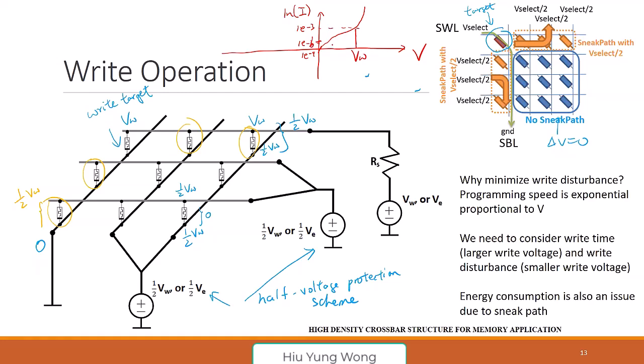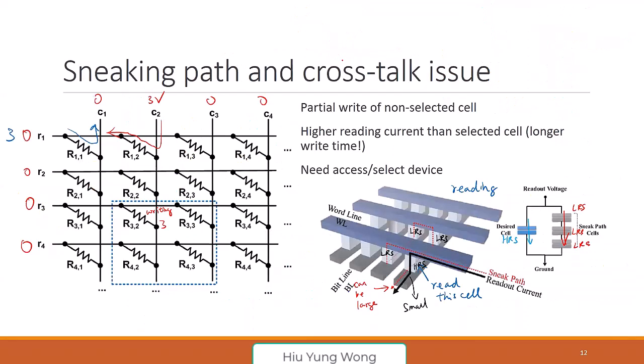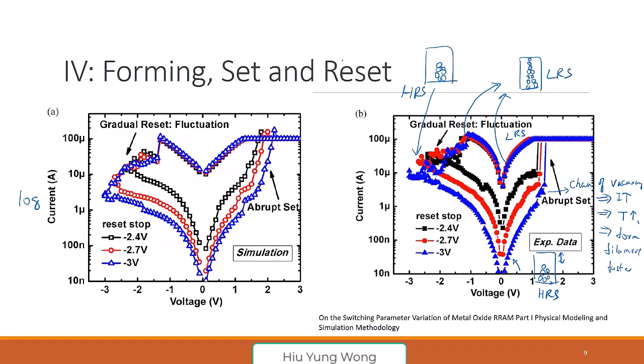But for half VW, your current reduces exponentially. Or actually I should say that this one is written when it is 1.5 volt. I cannot write it at 1 volt or even 0.75 volt. I do get some leakage, but it's not enough for me to form the train of reaction of the vacancy, right? Because it's an exponential feature, before I go to breakdown, right?